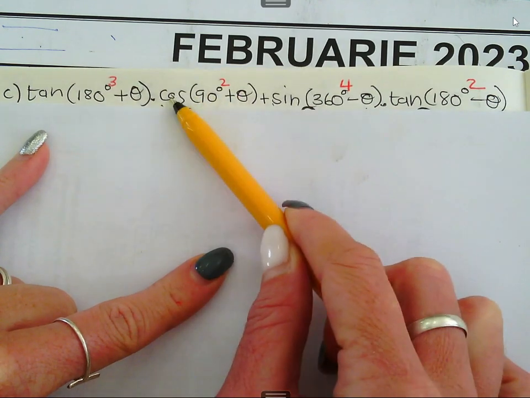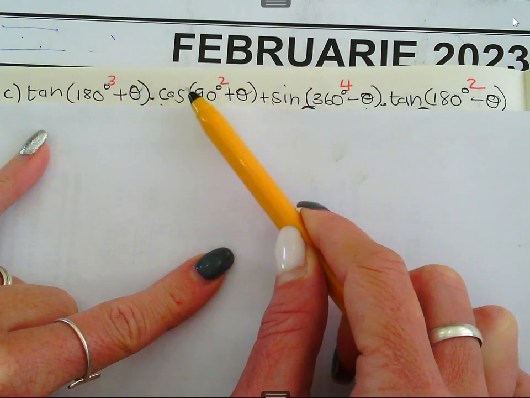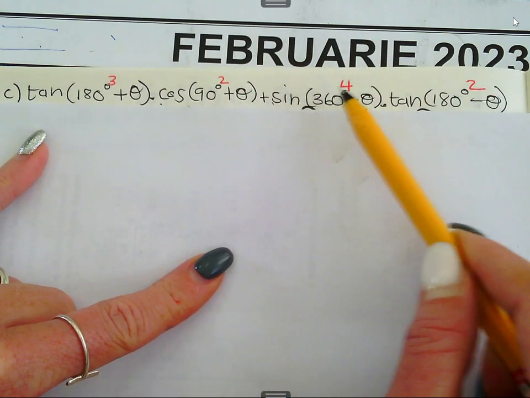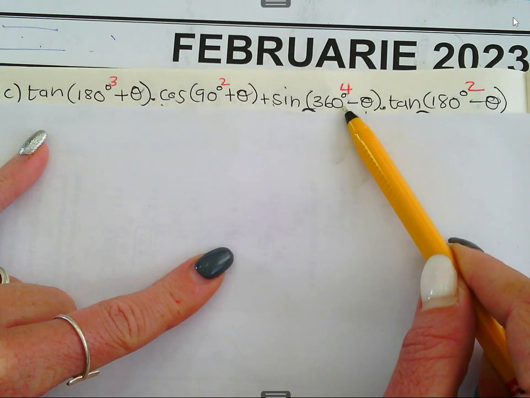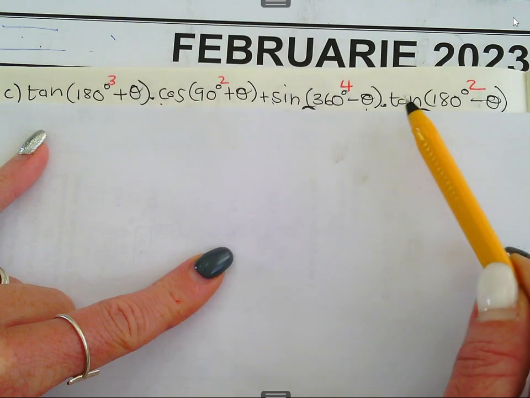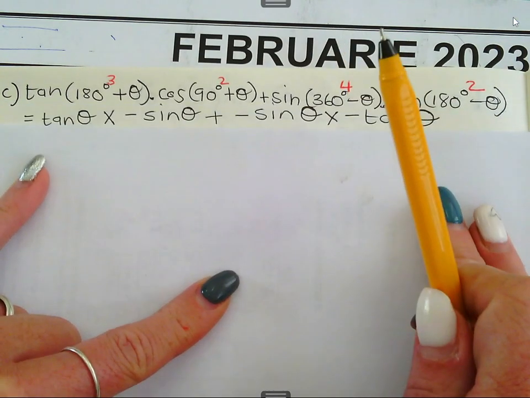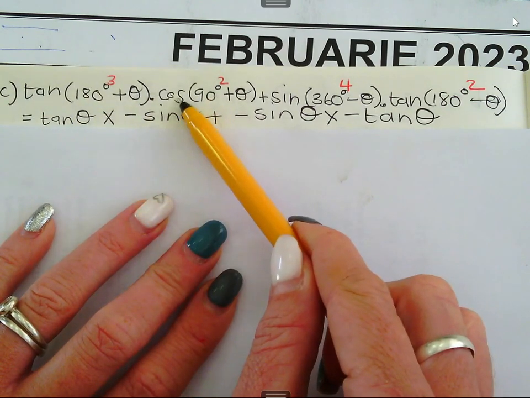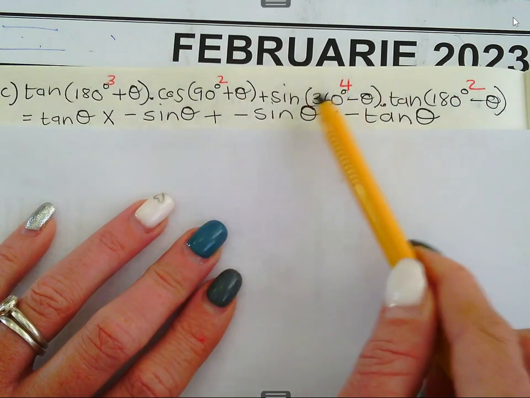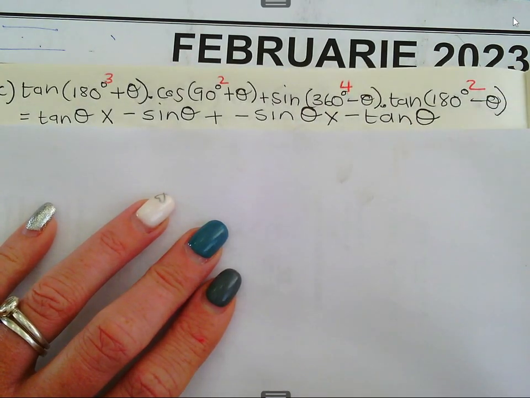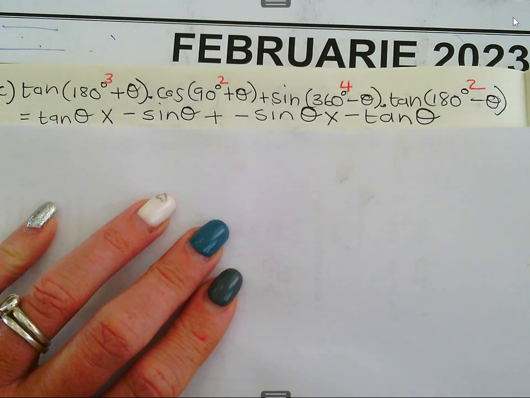Second quadrant, cos is negative and it becomes sin. Fourth quadrant, sin is negative and it stays sin. Second quadrant, tan is negative and it stays tan. And then it's going to look like that. Positive stayed tan. Negative became sin. Negative stayed sin. Negative stayed tan. Do you all agree with that? Yes. So just step by step by step.